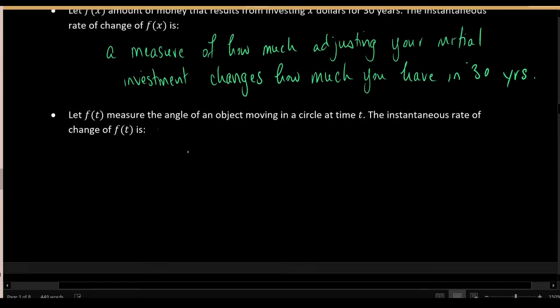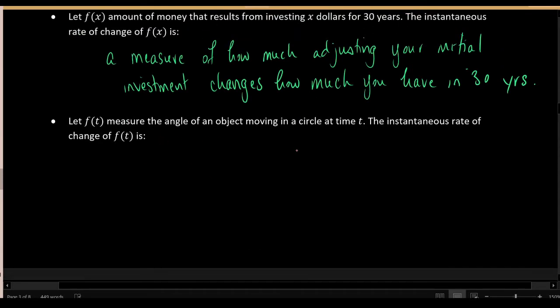We can also use this in the case where you might have a function that measures the angle of an object that's moving around in a circle. So in this case, the instantaneous rate of change of that function, which is a function of time, would be a measure of how quickly the object is moving around in a circle.